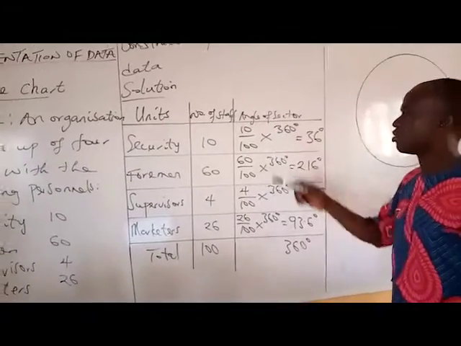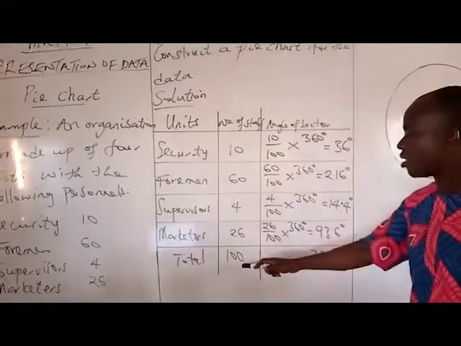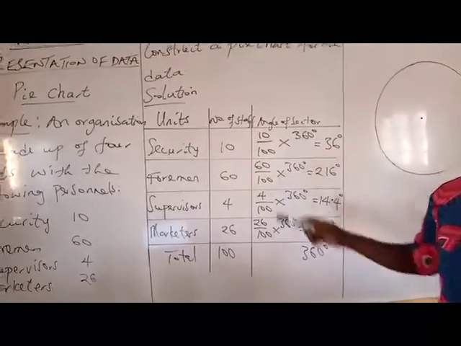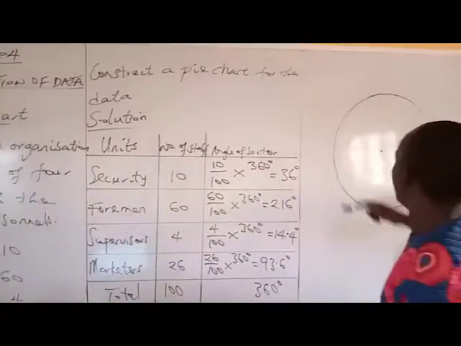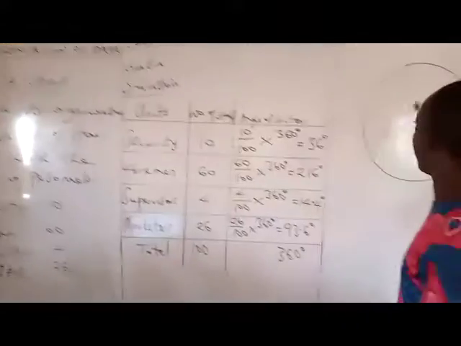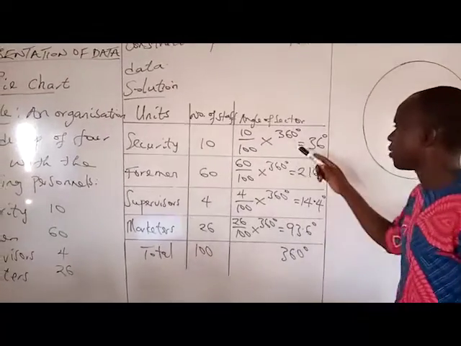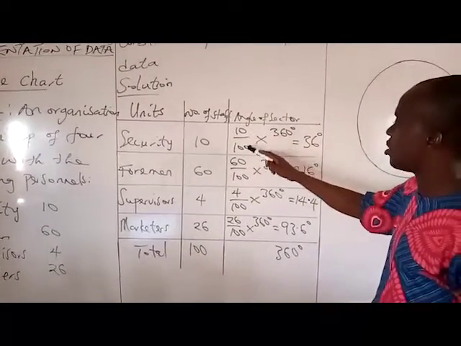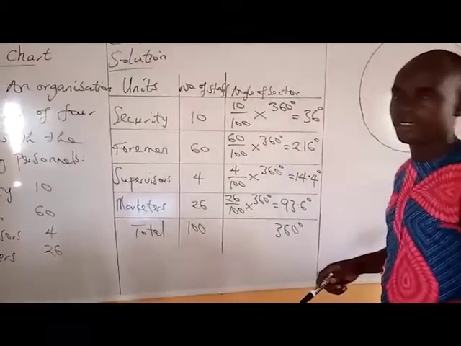Then the angle of sector for security is 10 over 100 times 360 degrees. You may ask me, where do I get 360 degrees? In a circle, the total angle is 360 degrees. It's this 360 degrees we are dividing into sectors. So that will be 10 over 100 times 360. By the time you multiply this, you get 36 degrees.